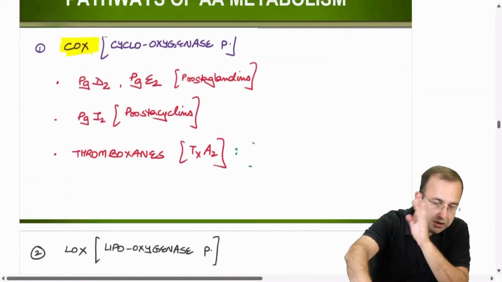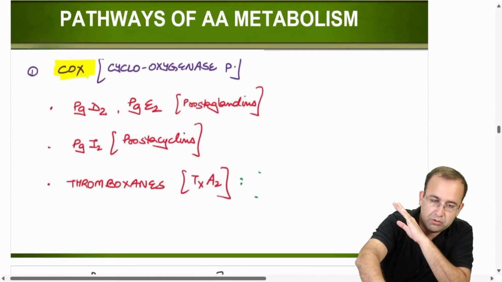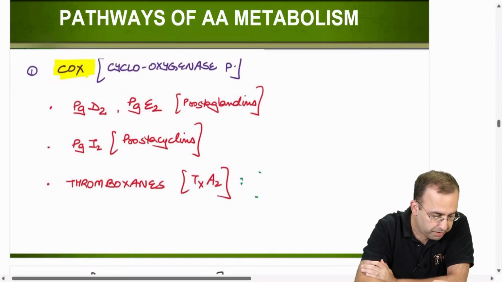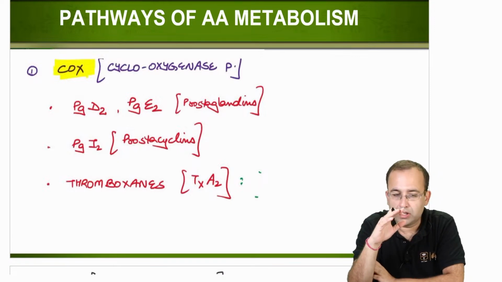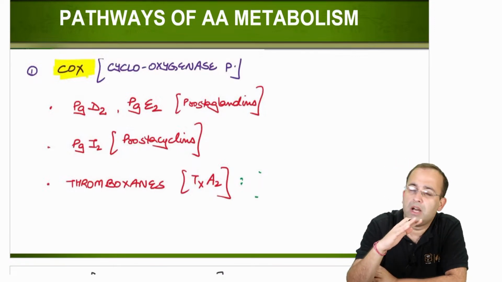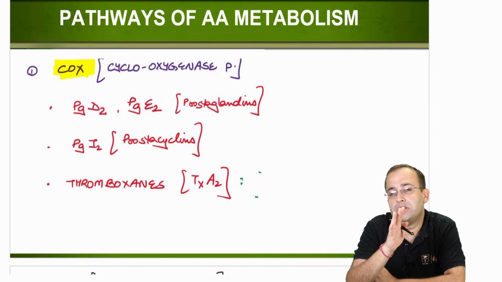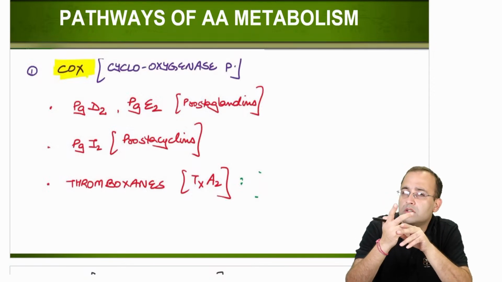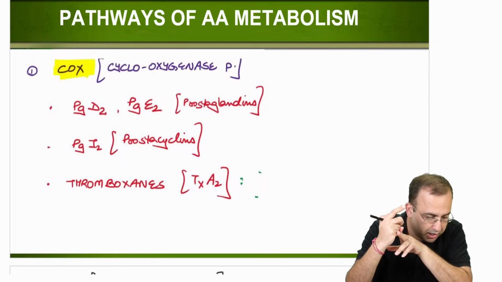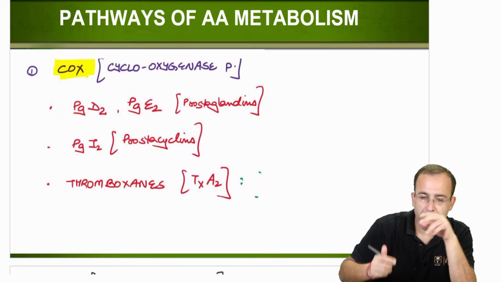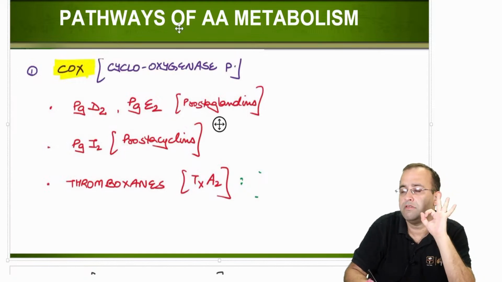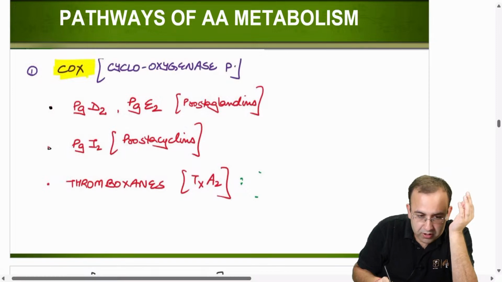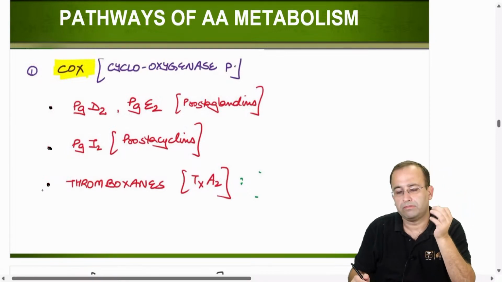Next point. So let us quickly have a look at 3-4 more topics before we wrap up our session. Arachidonic acid metabolites, which are again important. There are 2 main pathways, COX and LOX, the cyclooxygenase pathway and the lipoxygenase pathway. The cyclooxygenase pathway is responsible for formation of 3 metabolites: prostaglandins, PGD2 and E2, prostacyclins, and thromboxanes.